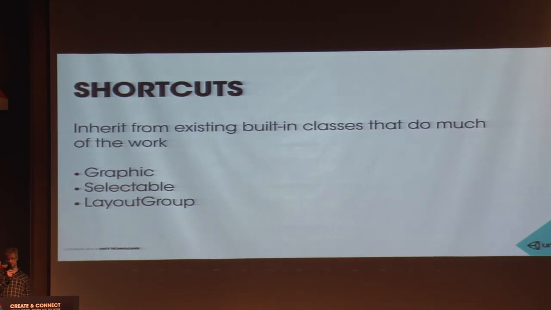Now, you don't need to necessarily implement all these things yourself. Depending on which type of UI element you're creating, you can maybe take a shortcut by inheriting from one of the base classes that come together with the UI system. If you are creating some type of graphical element, you can inherit from the class called Graphic. And if you're creating some type of interactive control that the user can manipulate, then you can inherit from the class called Selectable. And if you're implementing some type of layout group that controls the layout of itself and children, then you can inherit from the class called LayoutGroup.